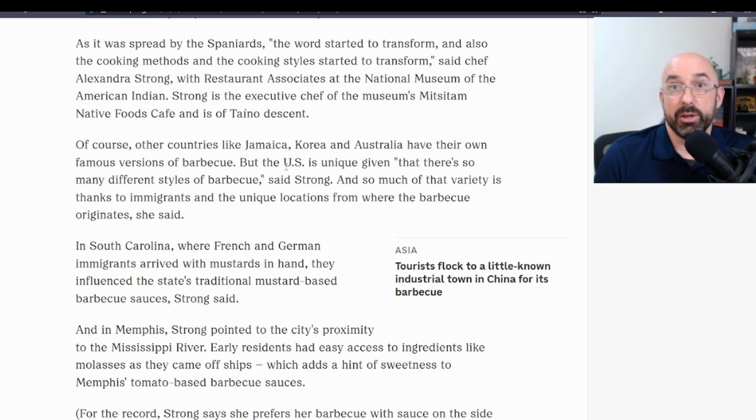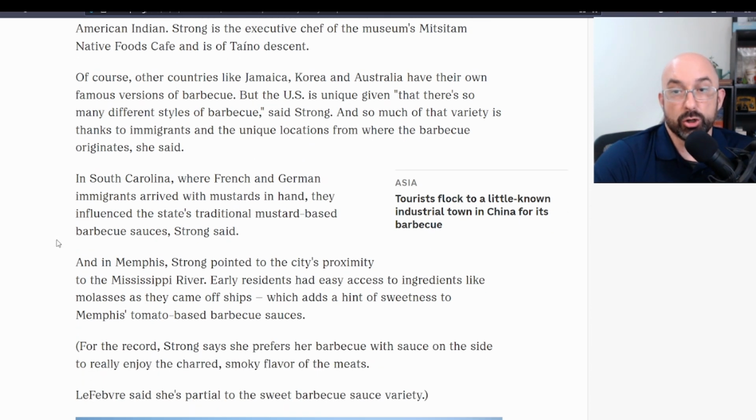So in America, there are so many different types of barbecue methods, ways to cook. Also, there's many different types of sauces. We'll talk about that right here. In South Carolina, where French and German immigrants arrived with mustards in hand, they influenced the state's traditional mustard-based barbecue sauces. So many people think of barbecue sauce as red, right?